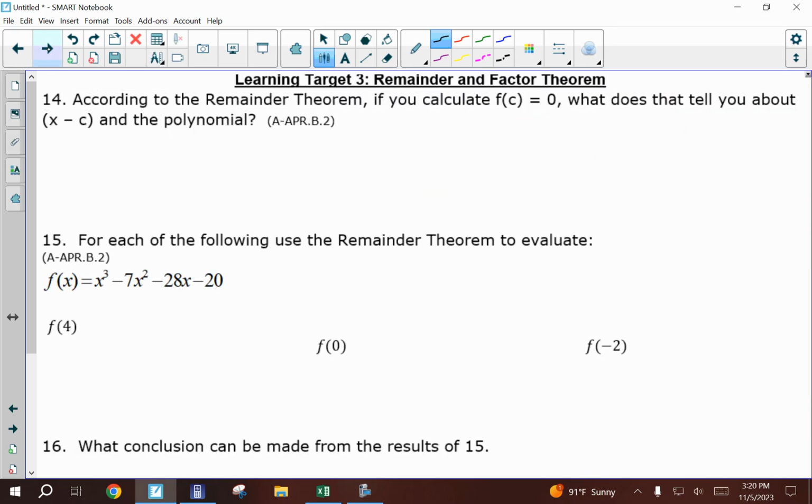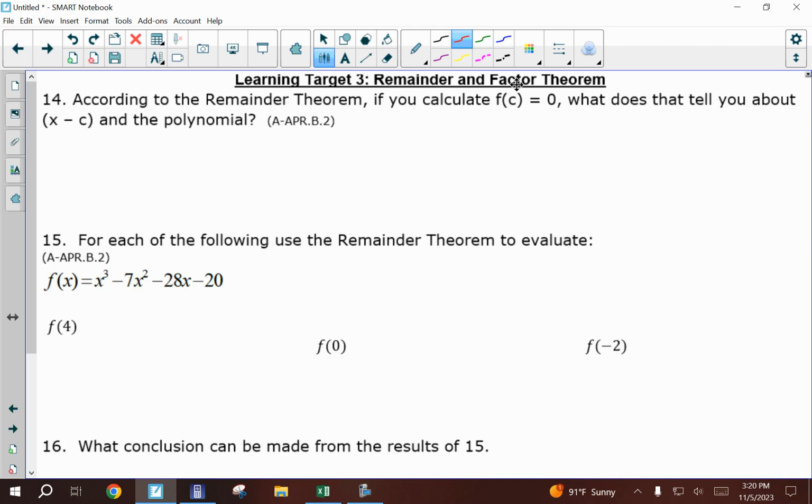Okay, next. Remainder and factor theorem. This section has some of the answers that you need to write at the top. It's called the remainder and the factor theorem. Those are actually some of your answers. So the first one says, according to the remainder theorem, if you calculate f of c, what does that tell you about x minus c in the polynomial?